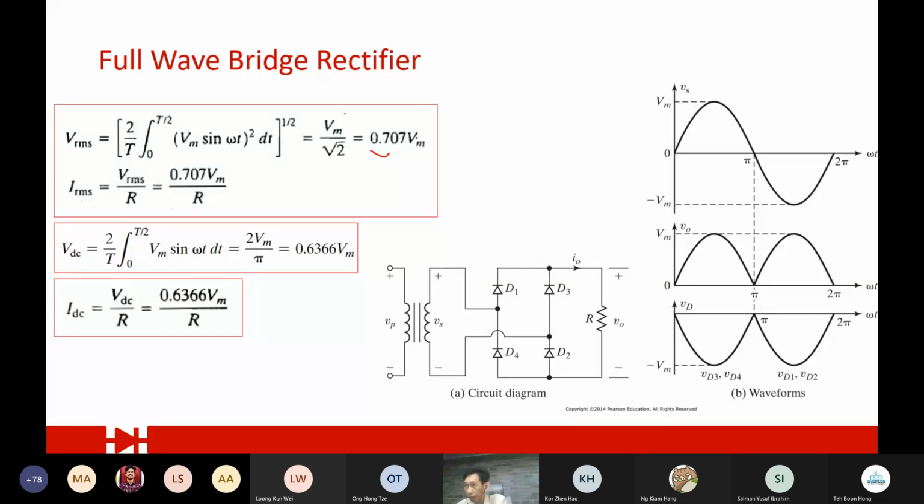0.747 multiplied by your peak, you get the RMS, and then divided by R, you get the RMS current. Whereas for DC, it's slightly lower, which is around 0.6366 multiplied by the Vm. And then the current will be divided by R, which is dependent on your load here.